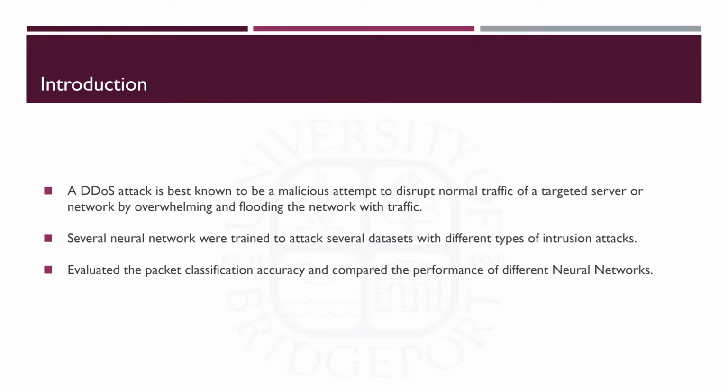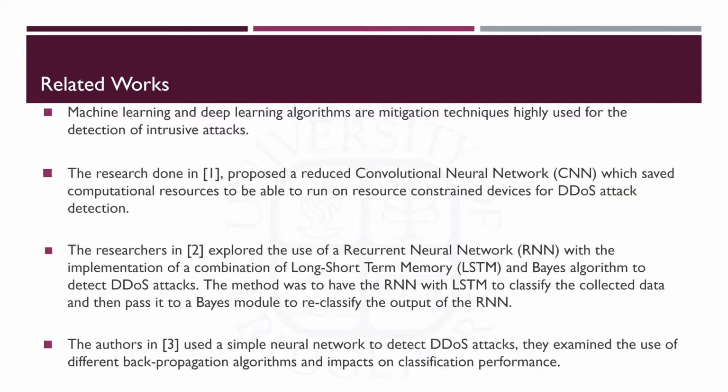For the introduction, a DDoS attack is best known to be a malicious attempt to disrupt normal traffic of a targeted server, or basically when a network is overwhelmed and flooded with network traffic. Several neural networks were trained to detect several data sets, which had different types of intrusion attacks. We evaluated the packet classification accuracy, and we also compared the performance of these different neural networks. For related works, machine learning and deep learning algorithms are mitigation techniques highly used for detection of intrusion attacks.